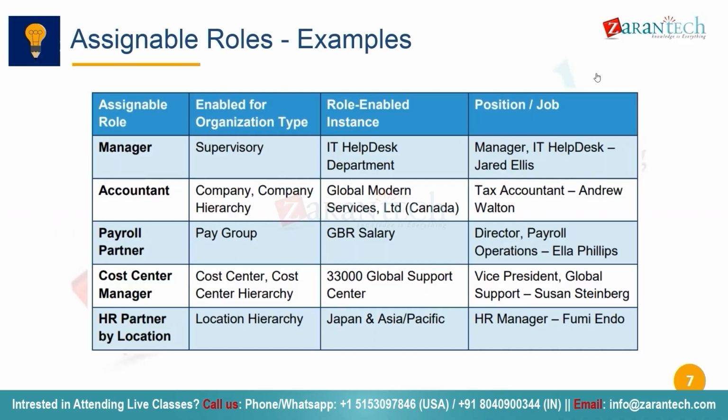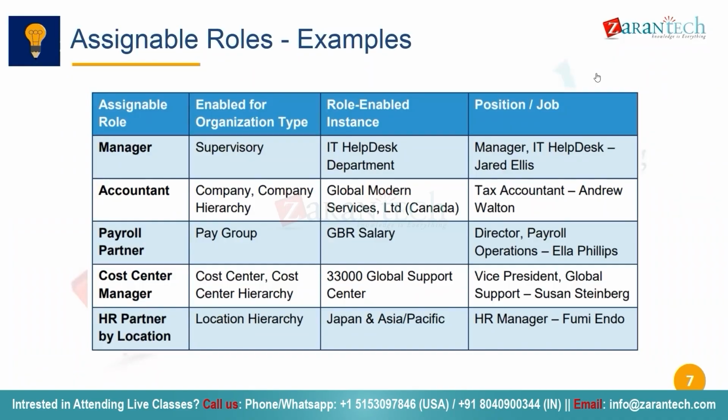If you remember that slide where I went to maintain assignable roles, you had an option to enable it for different organization types. Now, organization supervisory is one of the common ones, but people can enable it for company. For manager, supervisory makes more sense, but for accountant, company or company hierarchy makes more sense. Cost center manager, in general, cost center hierarchy would be more useful. For HR partner by location, hierarchy makes more sense. So this is how the variation happens.